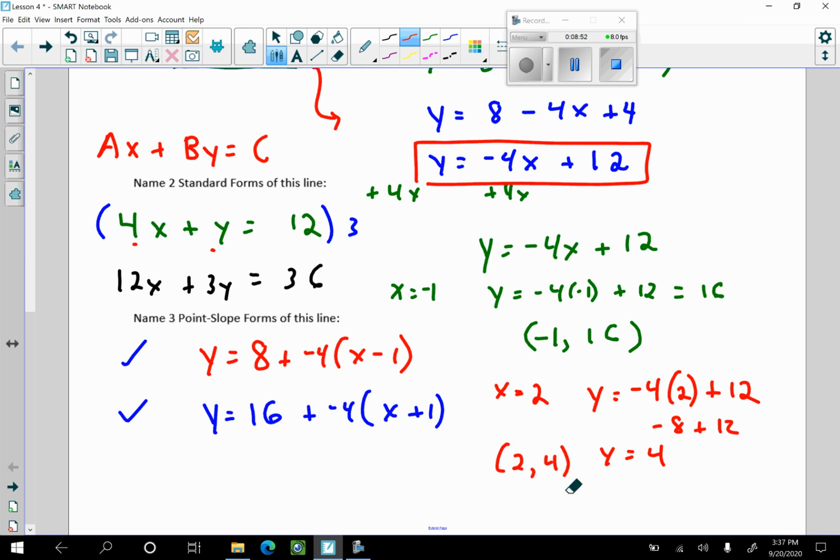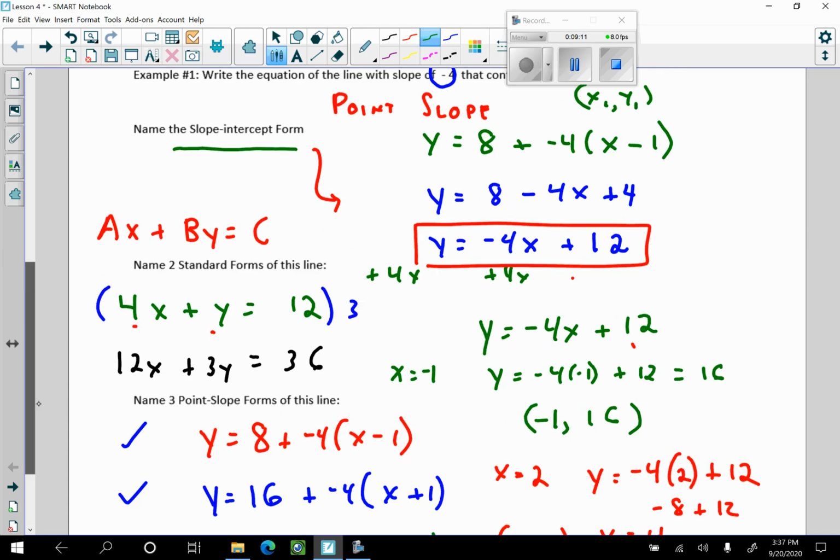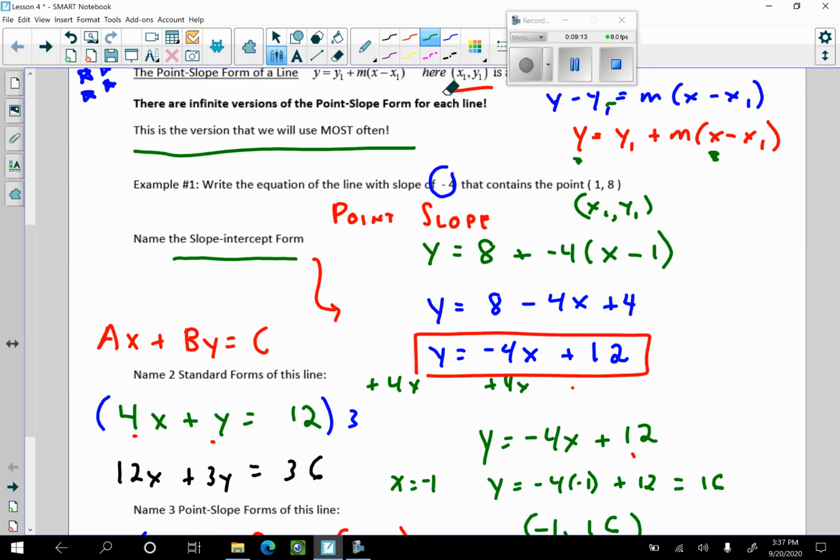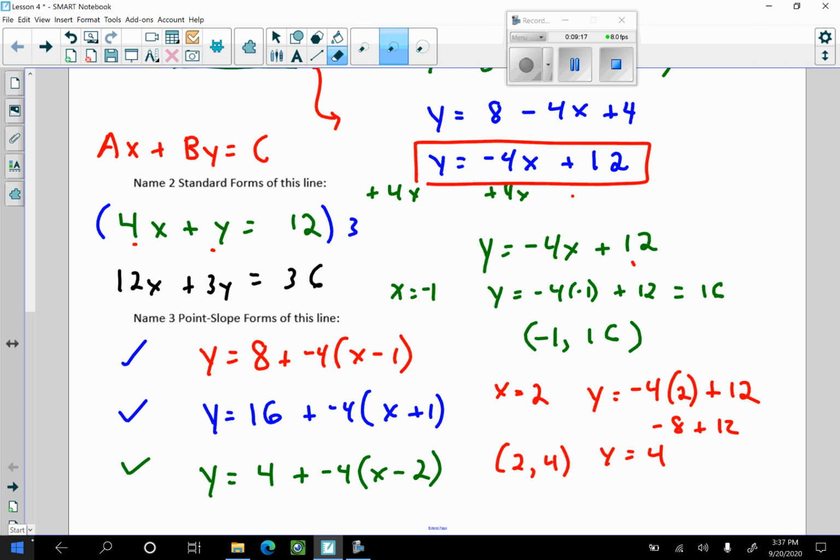I'm going to put that in my point slope form. Let's write that rascal in green. This is going to be y is equal to 4 plus -4 times x minus 2. So I have 3 point slope forms of the line with slope of -4 that goes through the point 1 comma 8. This was my particular example right here. Okay. All righty, on to the next page.